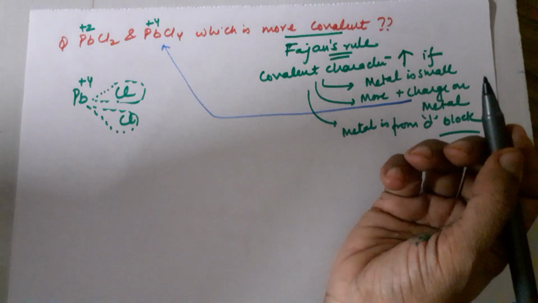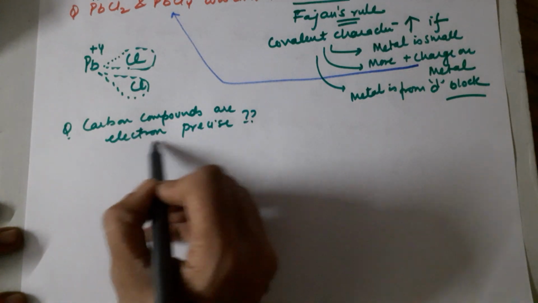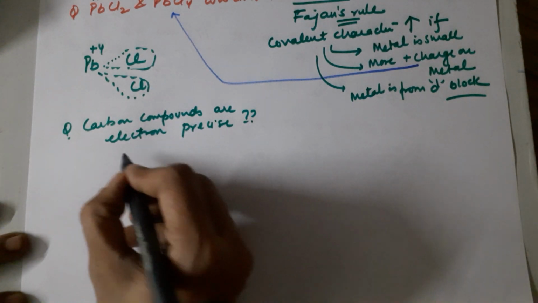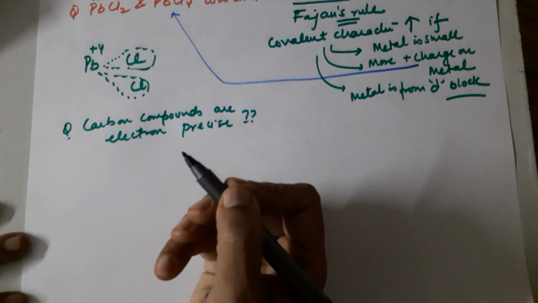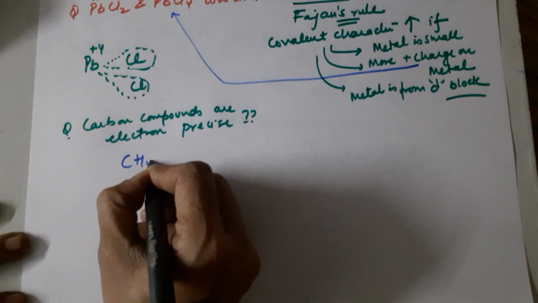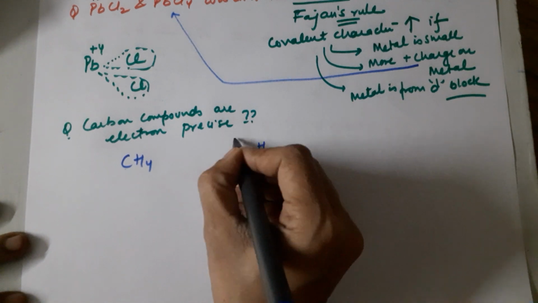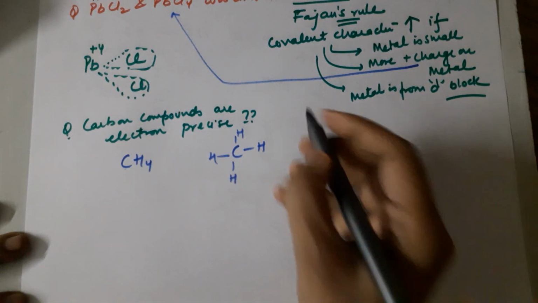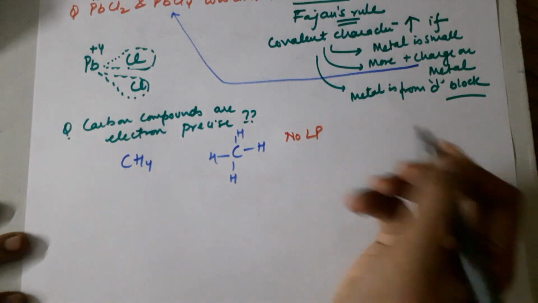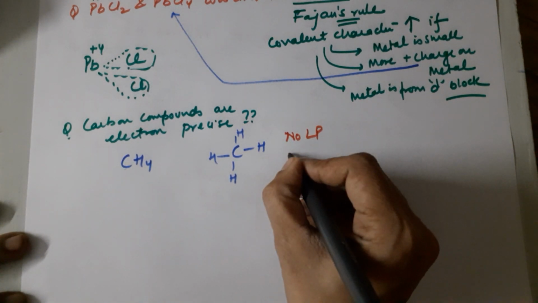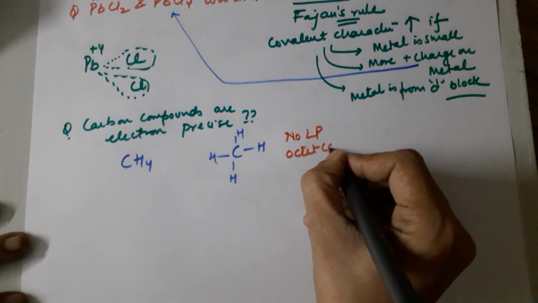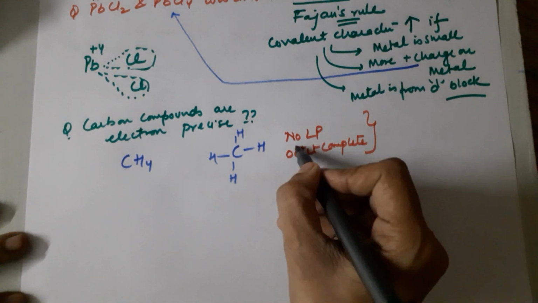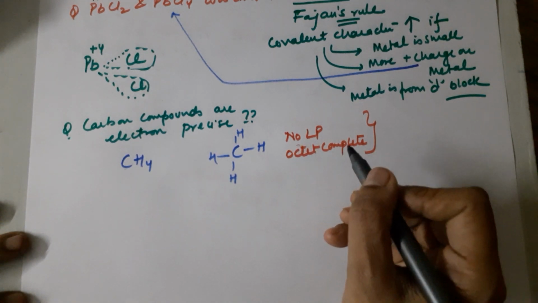Moving ahead. Carbon compounds are considered to be electron precise. Now, what do we mean by this? For example, you have a compound of carbon which is, let's say, a hydride, that is methane. So, when we talk about methane, all 4 electrons of carbon have been used up. There is no lone pair, so it is not electron rich. Octet complete, so it is not electron deficient. So, neither does it have extra electrons, nor does it have running short of electrons.